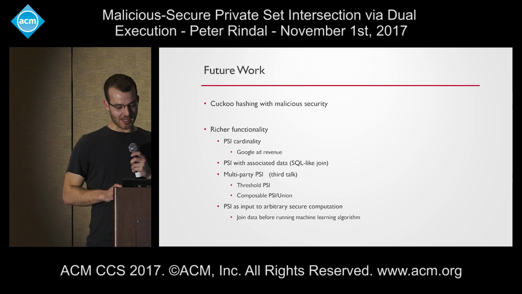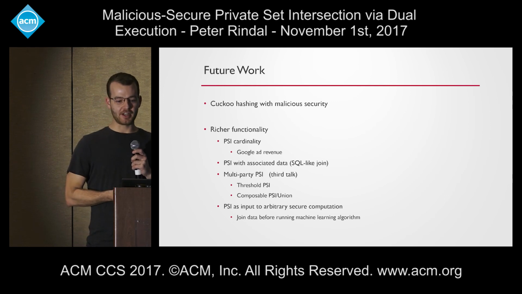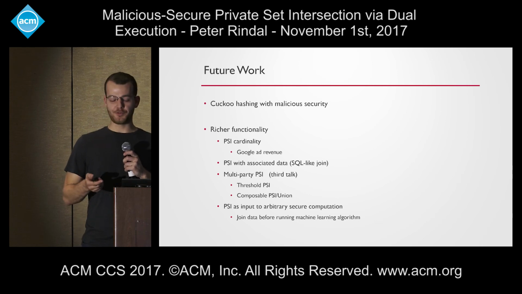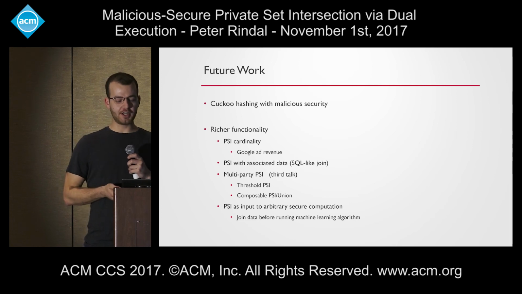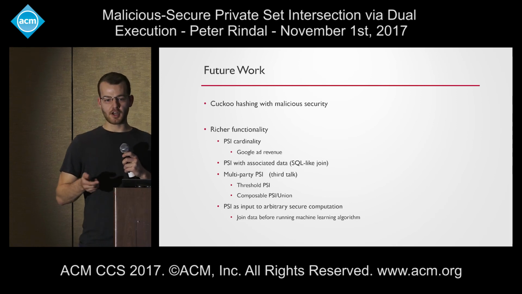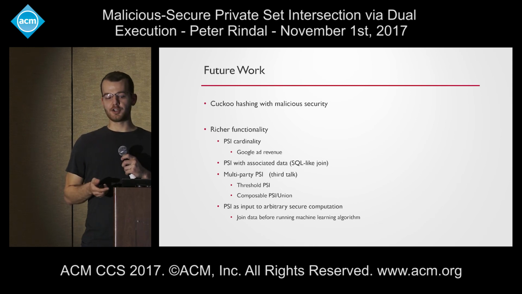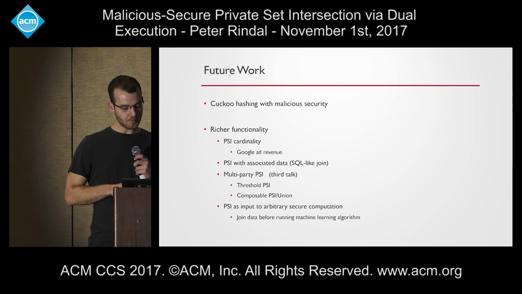And then I guess I have a little extra time, so I want to talk about future work. We could investigate how you can make this cuckoo hashing approach, which is asymptotically better, more efficient. And then we also consider more rich functionalities, such as set cardinality, used in some places where you just want to learn how big the intersection is. You could also consider PSI with associated data, so more SQL key-value pair type intersection.